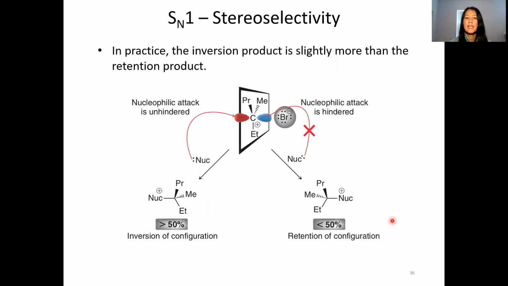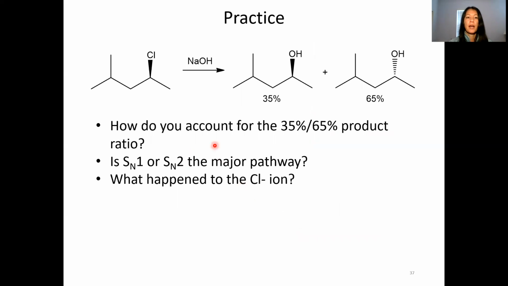What we actually see is, we do see roughly 50-50, but you actually do see more of the inversion of configuration. So that means the nucleophile is coming in more from the back side. And the reason is, from the front side, the bromide leaving group might still just be hanging around, blocking entry into that front side. So overall, you see a little bit more inversion, a little less retention. So I said it is still roughly 50-50.